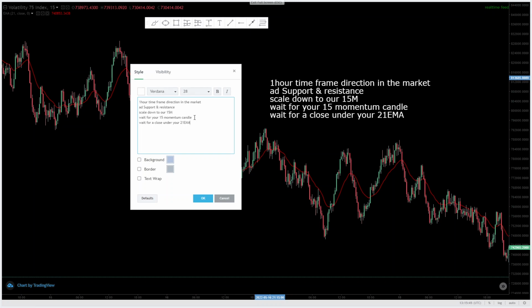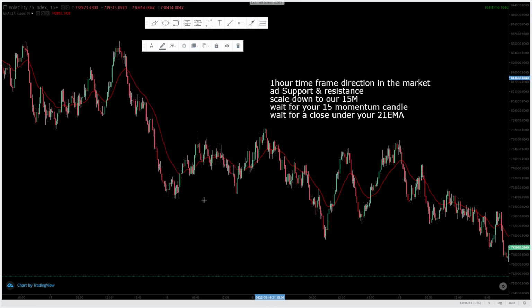Write this down. I'm just gonna give you guys a second. So let me just go through the strategy again. You're gonna need a 1 hour time frame to determine the direction of the market. Are we trending up? Are we trading to the side? Or are we trending to the downside? Then you add your support and resistance. Then we scale down to our 15 minute time frame. We wait for a 15-minute momentum candle, wait for a close under your 21 EMA, and then you enter your trade. That is how simple this strategy is, right? And that is how simple it will get. So let's jump into it, guys. You can just pause this video.